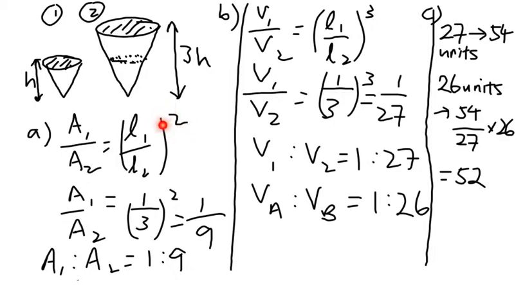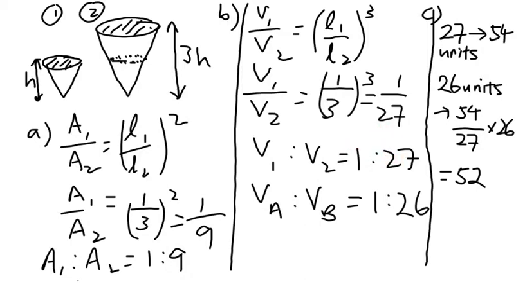Note, we need the square. Next, we move on to part B, which is volume, and in volume, it's L1 over L2, this time cubed. So 1 over 3 cubed instead of squared. 1 cubed is 1, 3 cubed is 27. So V1 to V2 is 1:27. Take note, I'm not really even referring back to the diagram. What this tells me is that small cone to big cone is 1:27.